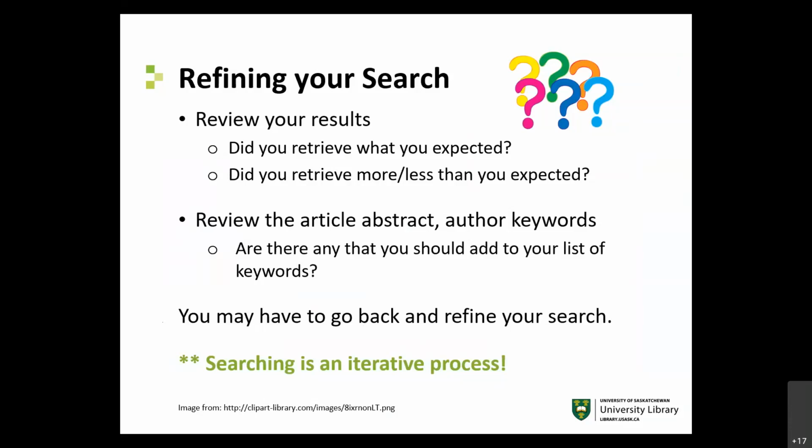What you can do if you aren't getting very many search results is you can look at the article abstract and the author keywords, because sometimes they'll give you some hints of some other synonyms that you never even thought about that you might want to go back and add to your search. So you go back and redo your search and add those terms in. Absolutely, it depends on how narrow or how broad your topic is. So you do want to be careful about that. But just some different options for you.